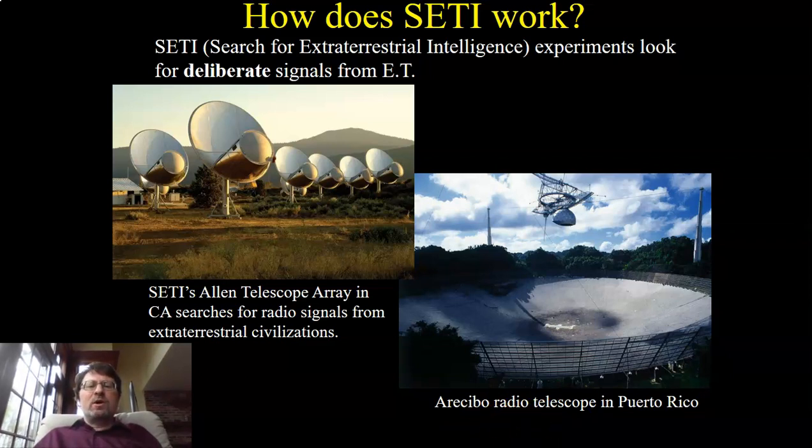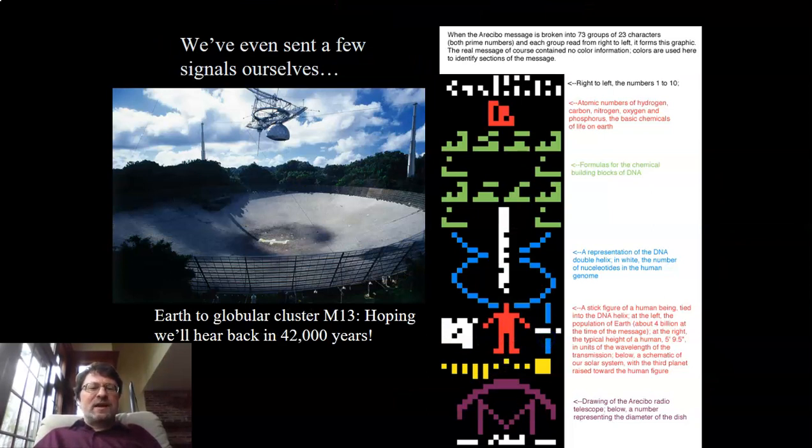It's not only that we're looking for signals from ETs, we've also sent a few signals ourselves. Perhaps the most famous one was sent in 1974 from the Arecibo Radio Telescope. It is a grid which is 23 pixels across and 73 pixels tall. And it was just sent out as a string of zeros and ones. 0000001010101. You get the idea.